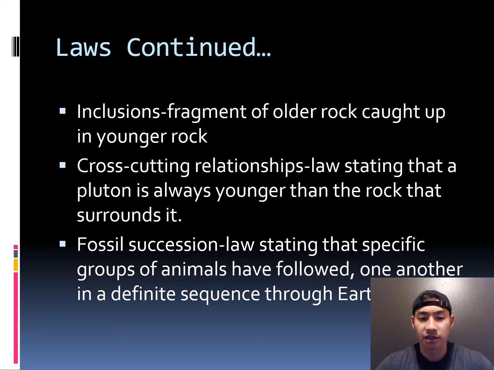Fossil succession states that specific groups of animals that follow one after another will be in a definite sequence throughout the Earth. So, for example, that means that if you find a fossil of a mammal or a large mammal, it's going to be a lot younger than a fossil of a dinosaur. That's basically what that means.